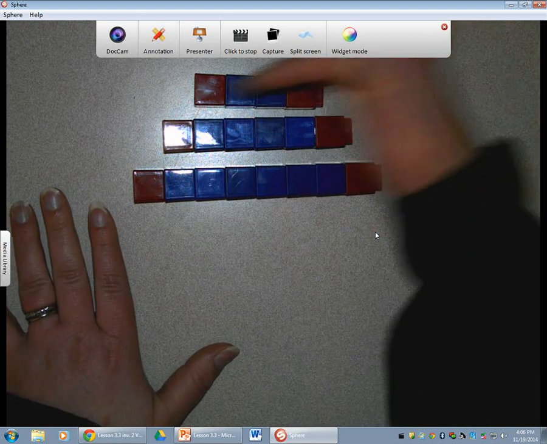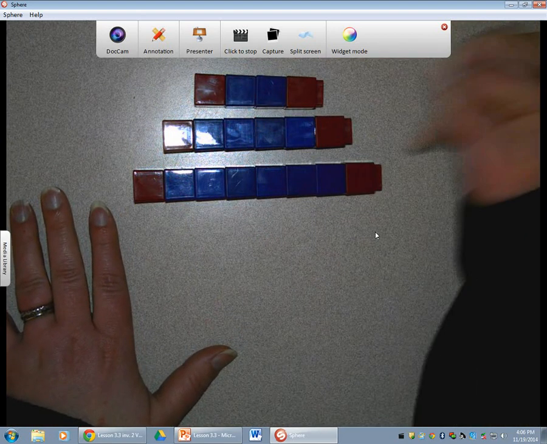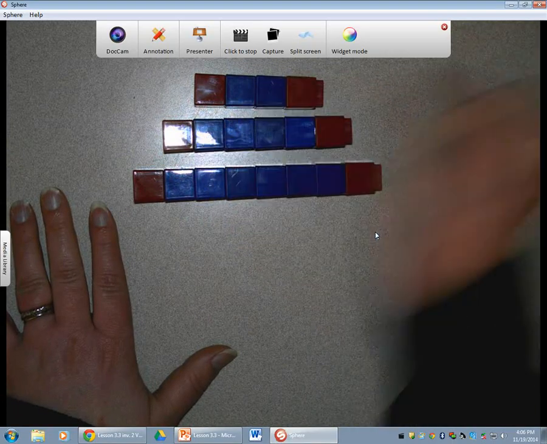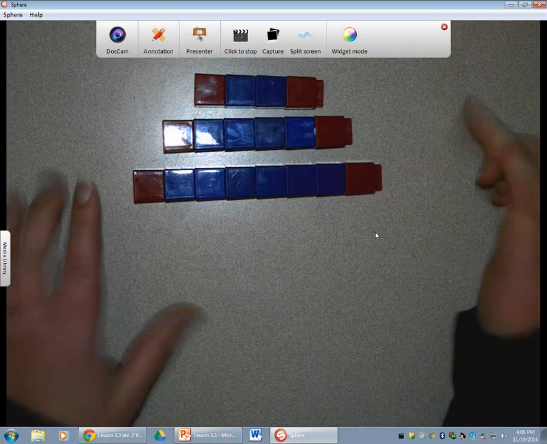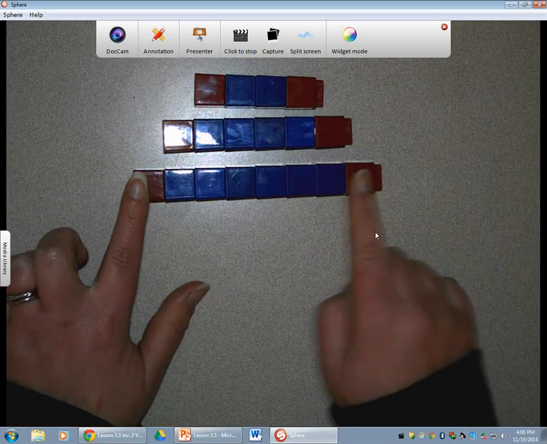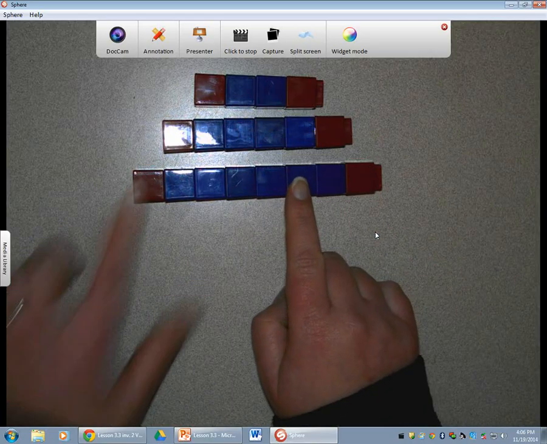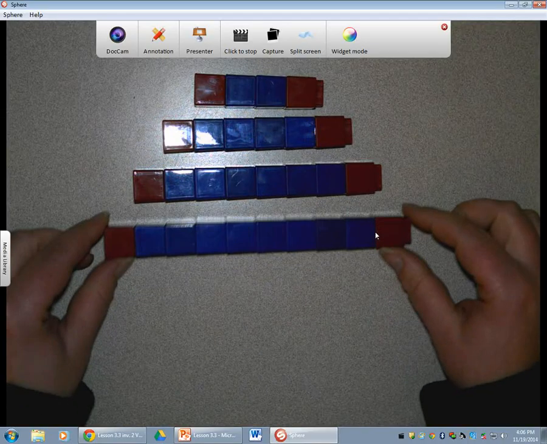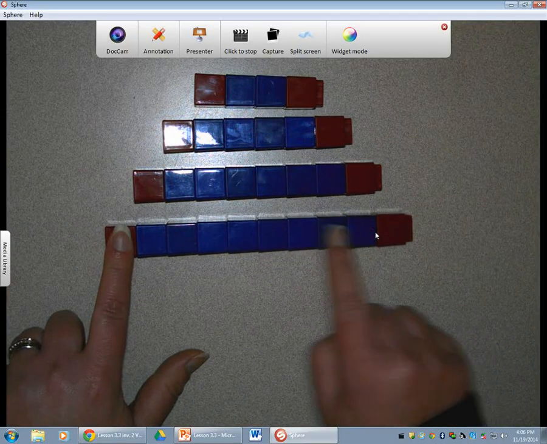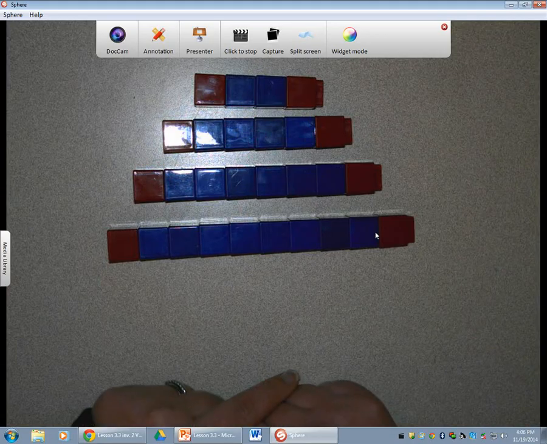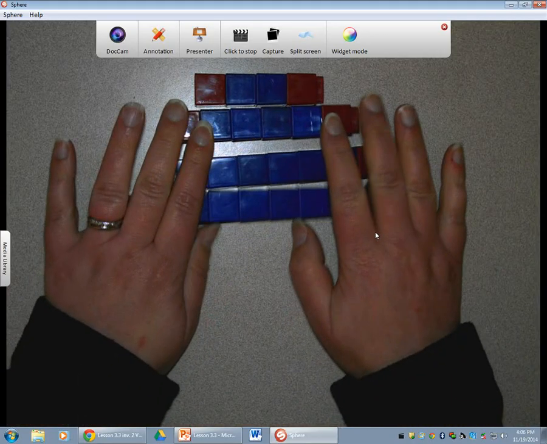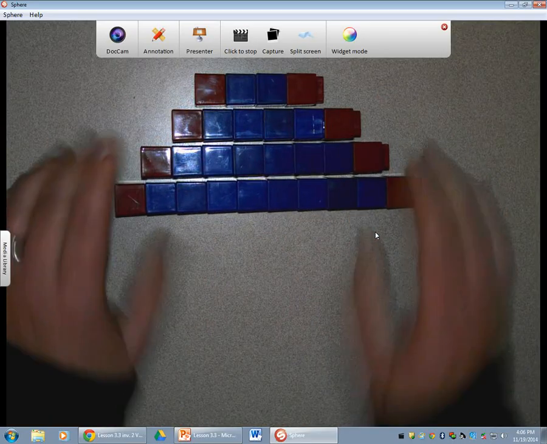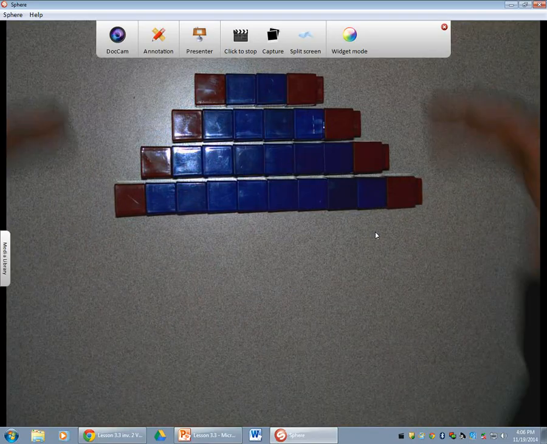I have 2 red and 2 blue. In stage 2, I have 2 red and 4 blue. And in stage 3, I have 2 red and 6 blue. So my guess is that stage 4, if it were to continue this pattern, would be 2 red and 8 blue.